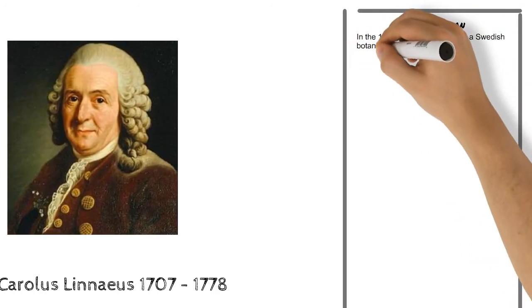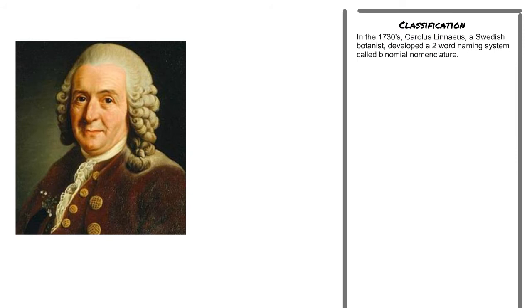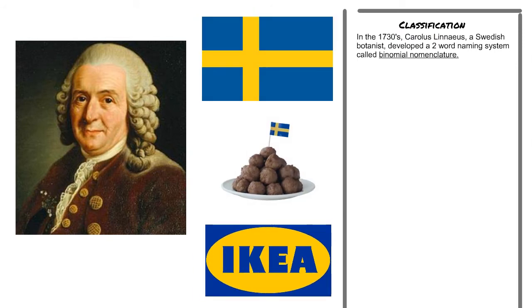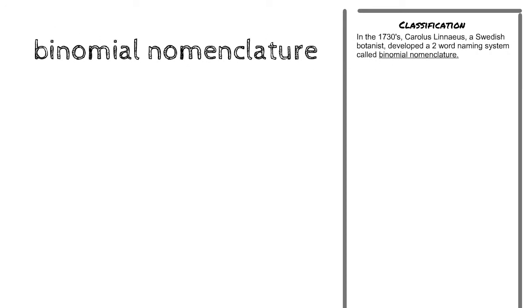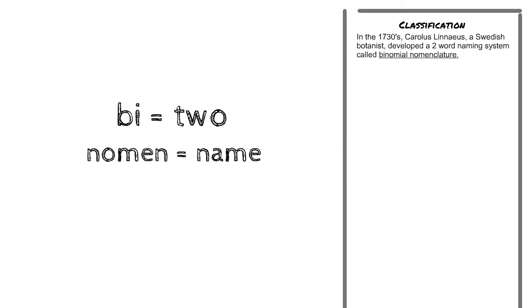Enter Carolus Linnaeus. In the 1730s, Carolus Linnaeus, who was a Swedish botanist, developed a 2-word naming system called binomial nomenclature. Bi meaning 2, and nomen from the Latin meaning name.